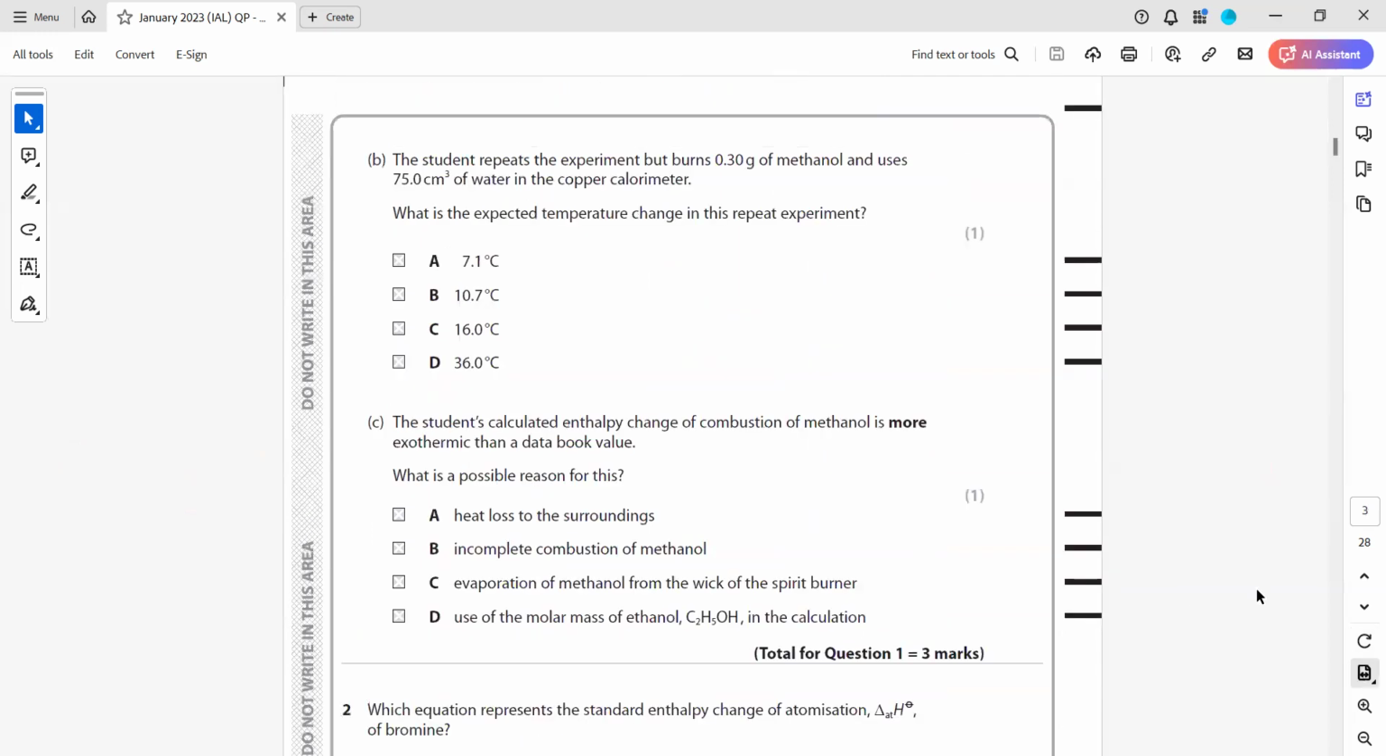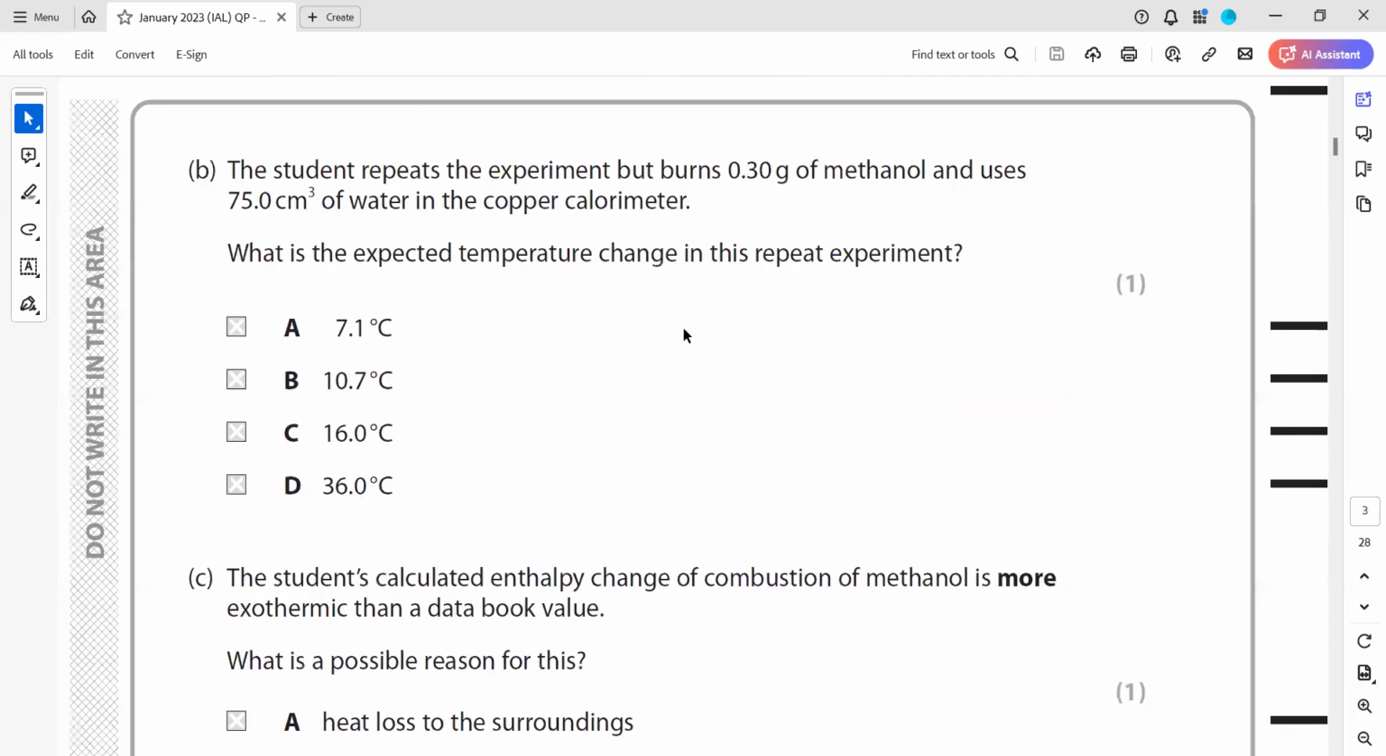In part B, there's a similar question. A student repeats the experiment but burns 0.3 grams of methanol and uses 75 cm cube of water in a copper calorimeter. What is the expected temperature change? So we have the formula E equals Cm delta T, or for delta T, the change in temperature, E divided by Cm equals delta T.